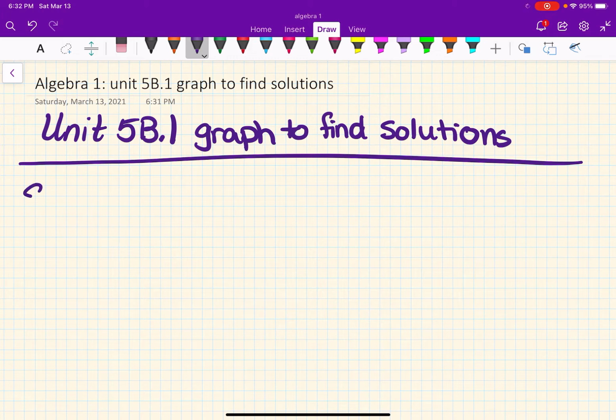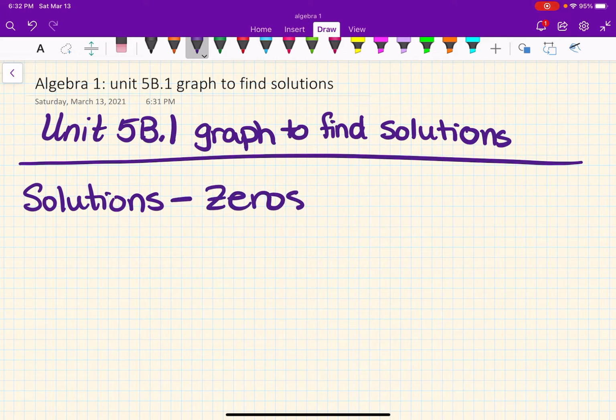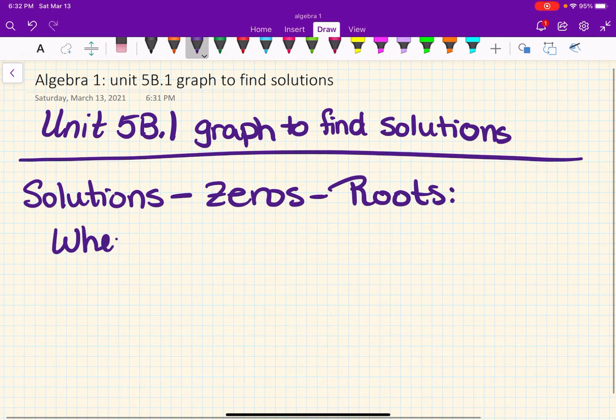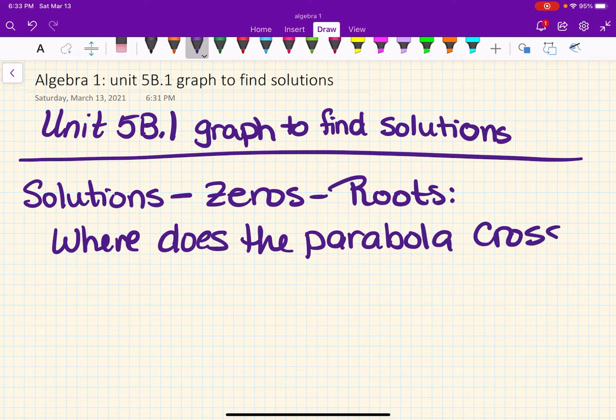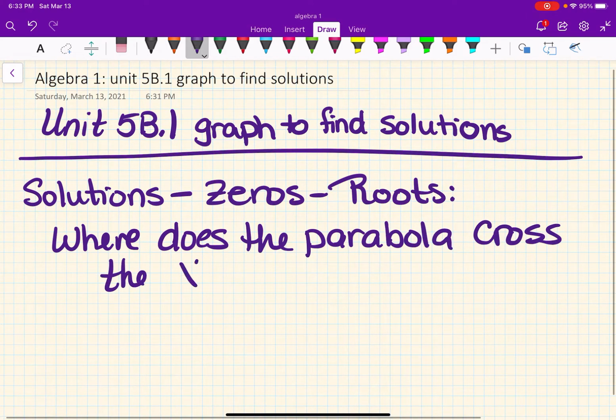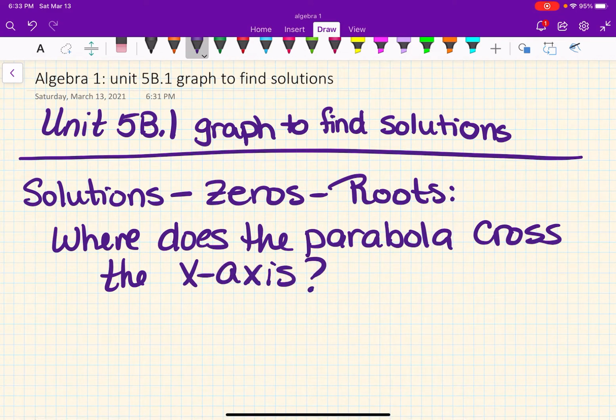Now, solutions have a lot of different names. They can be zeros, and sometimes we call them roots. All of these answer the question, where does the parabola cross the x-axis? So where does the parabola cross the x-axis? Okay? Now, there's three possibilities when you come to solutions.